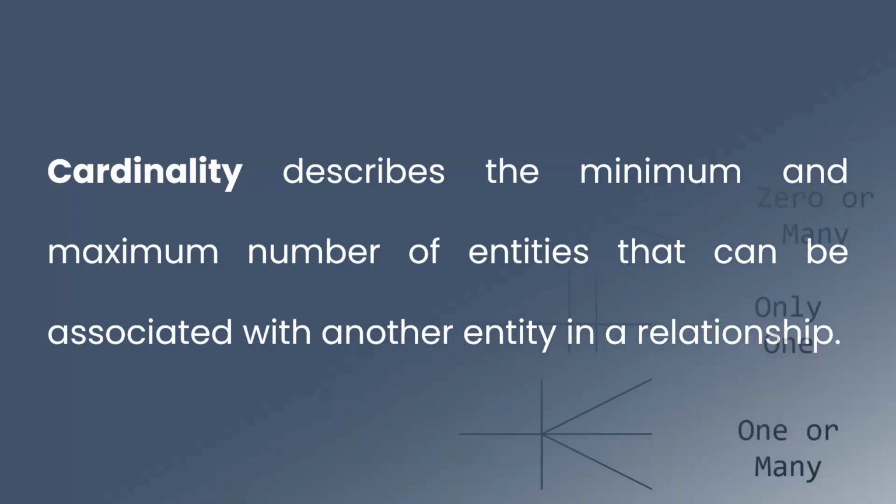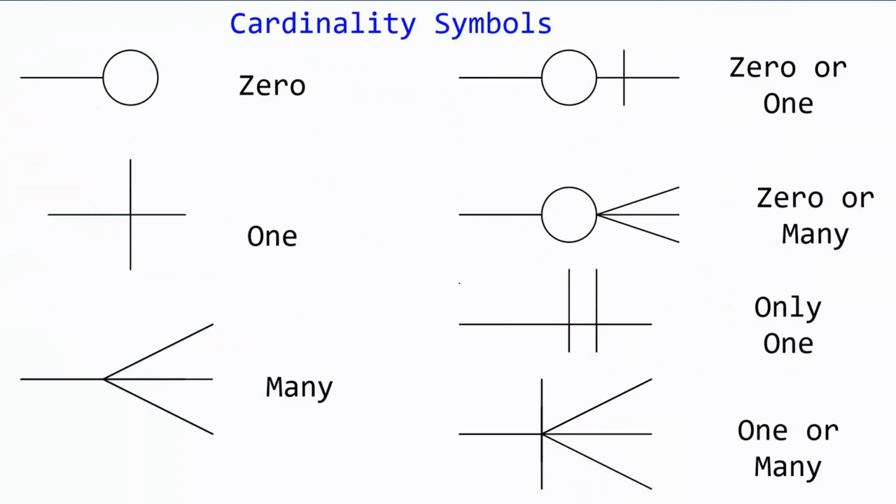These are the cardinality symbols that we'll be using in our data modeling. We have 0, 1, and many. And when we put them together, we have 0 or 1, we have 0 or many, we have only 1, and we have 1 or many. You remember I said relationships are bidirectional.